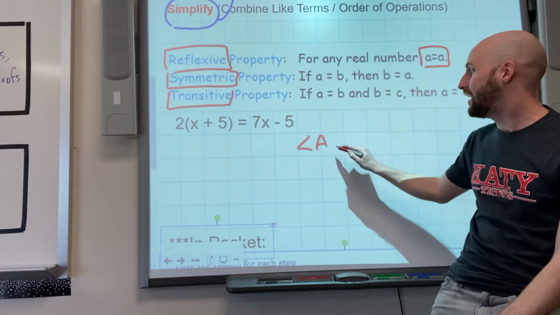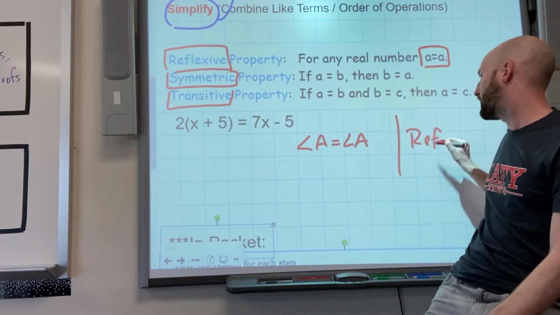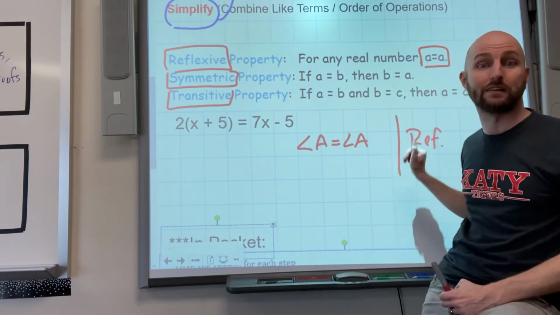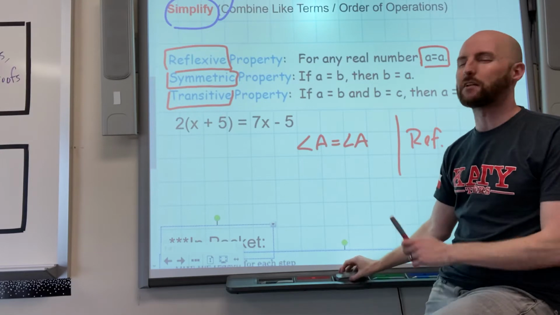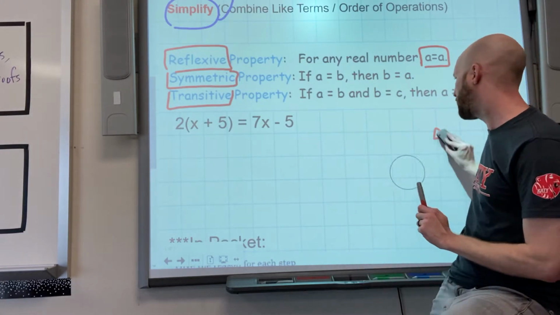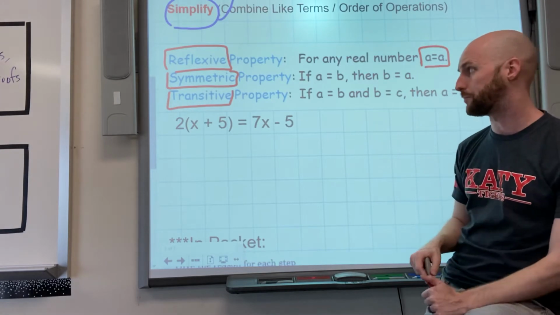I can say that angle A is angle A, and the step is called reflexive. It's basically just a step that says this exists, and now that's on the paper, I can use it. But if that's a little confusing, don't really worry about that too much until we use it in an actual problem, and then you'll see how it shows up.